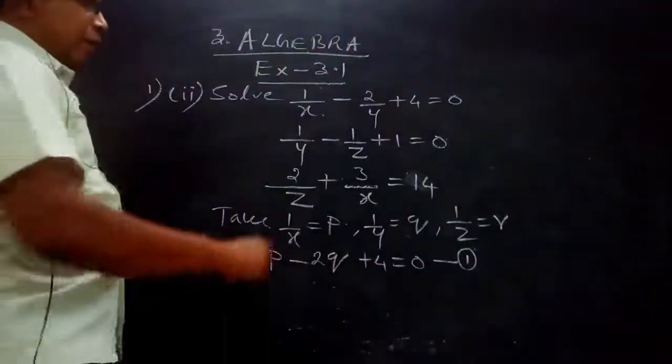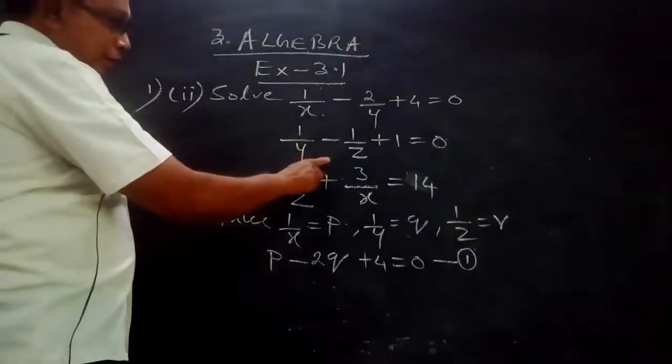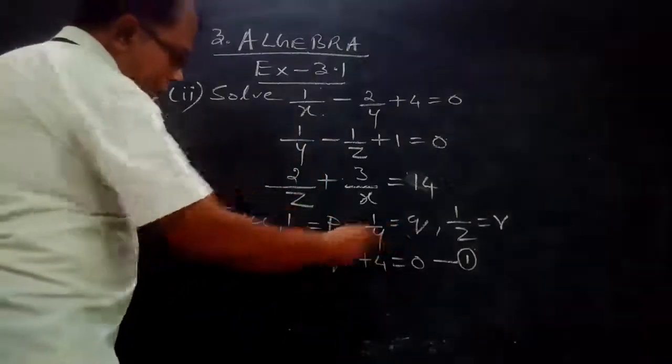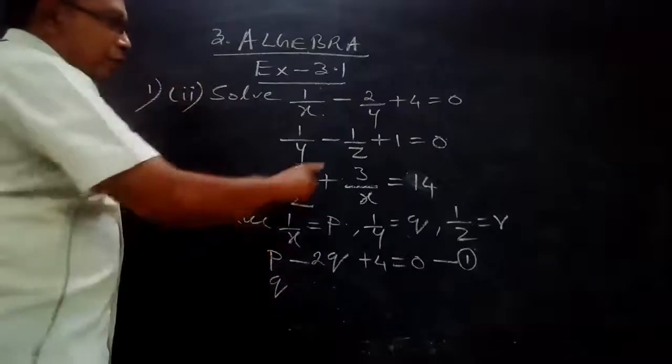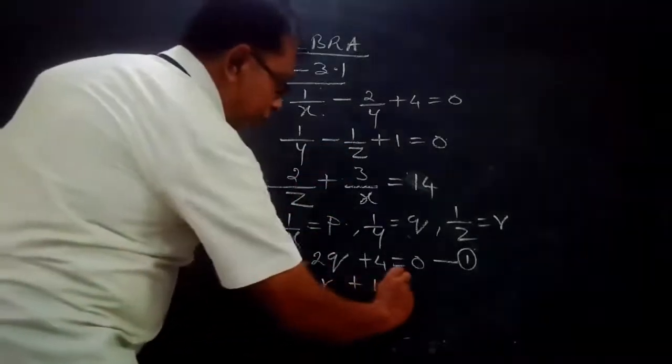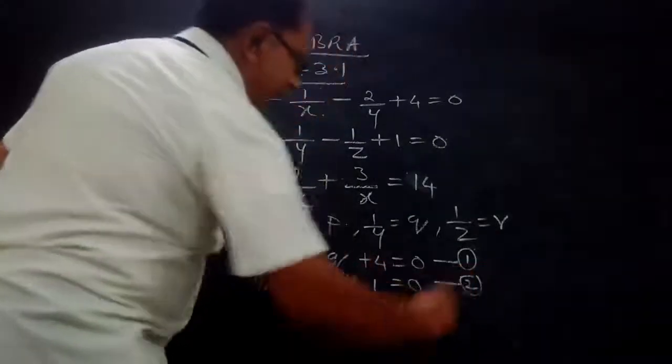Secondly, you see the second equation, 1 by y in its place I write the q, 1 by z in its place I write the r, plus 1 equal to 0. It is the second one.